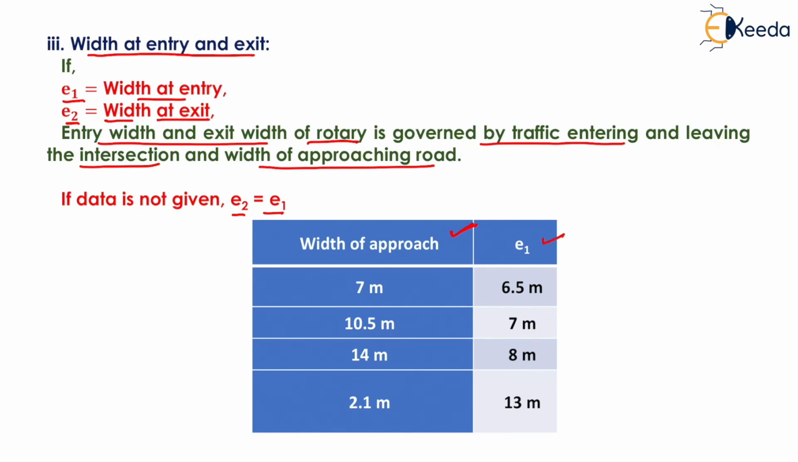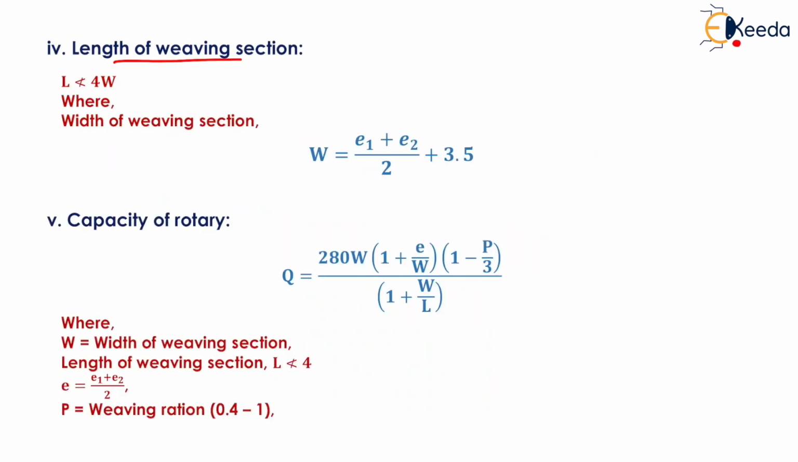Now for 7 meter width of approach, E1 will be equal to 6.5. Similarly for 10.5, E1 will be equal to 7 meters. For 14 meter approach, E1 will be equal to 8 meters. And for 21 meter approach, E1 will be equal to 13 meters. Now the length of the weaving section will not be less than 4 times the width of the weaving section. Now W will be equal to (E1 plus E2) by 2 plus 3.5.